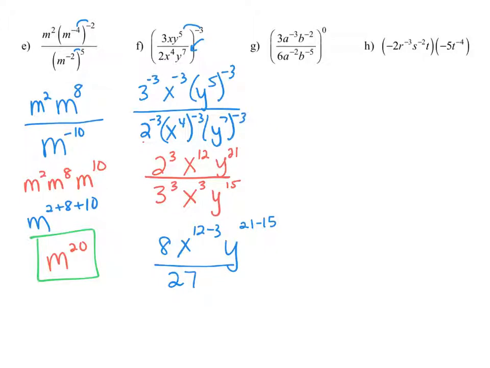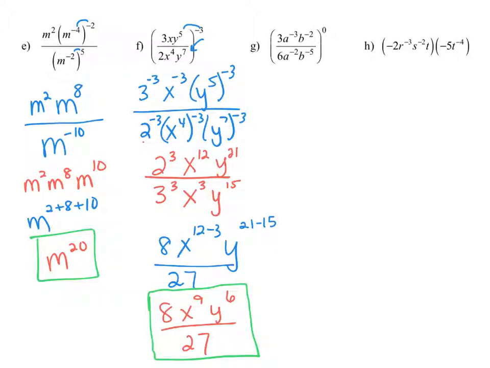Now let's simplify this, and we get a fraction with 8x to the 12 minus 3, or 8x to the 9th power, and y to the 21 minus 15, which is y to the 6th power, divided by 27. And in this case, we can see that all of our exponents are positive. So our final answer is 8x to the 9th, y to the 6th, all divided by 27.